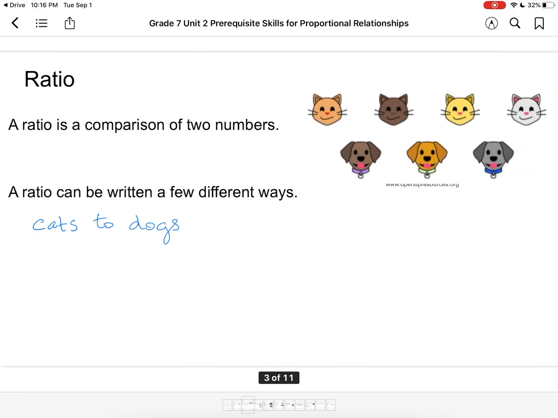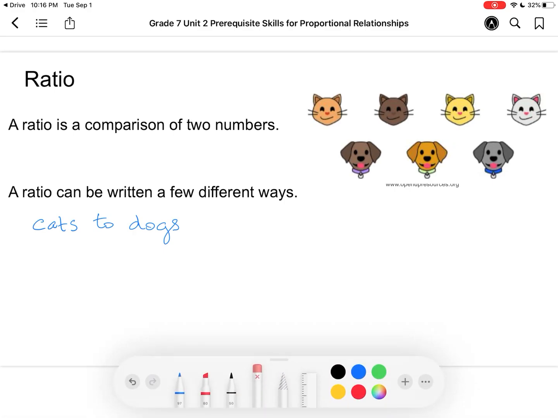Let's start with ratios. A ratio is a comparison of two numbers. So here we're comparing the numbers of cats and dogs, and this can be written a couple of different ways. So we've got cats to dogs. We could say 4 to 3, or we could write 4:3 with a colon, or we could write it with a fraction bar, 4/3, cats to dogs.